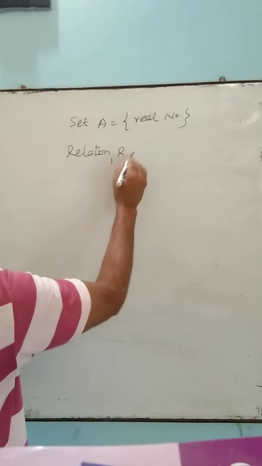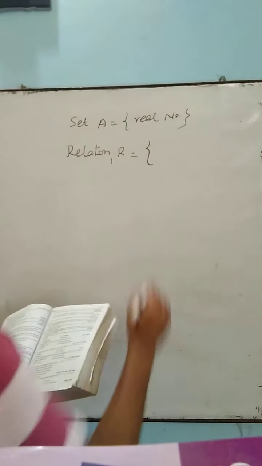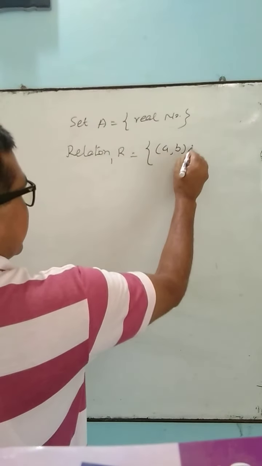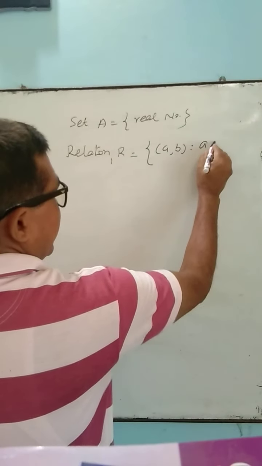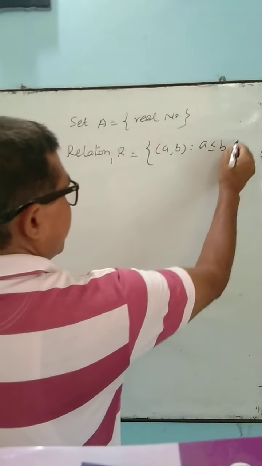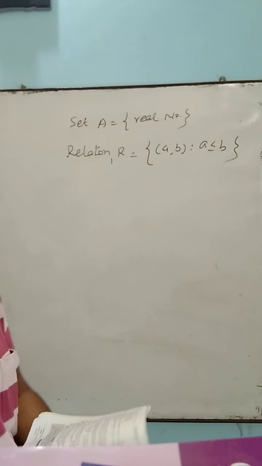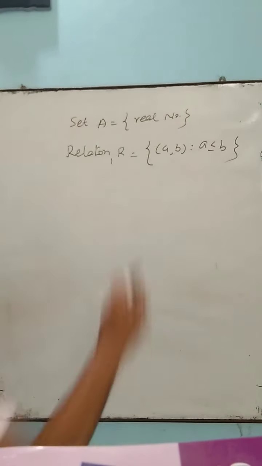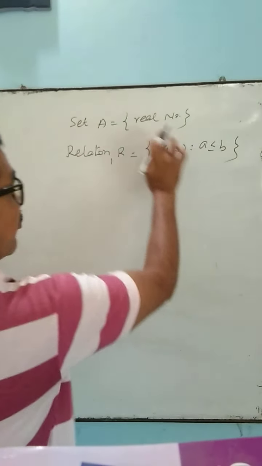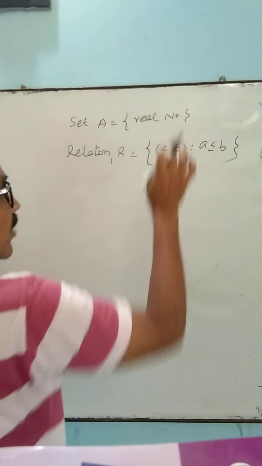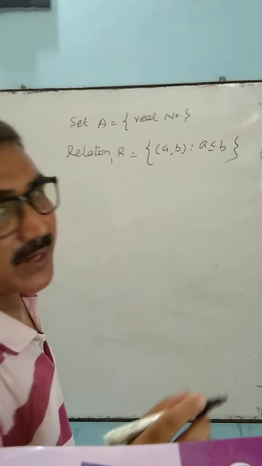The relation R is given as (a, b) such that a is less than or equal to b. What do you have to prove? It is reflexive and transitive but not symmetric. From this particular relation and this particular set you have to prove it.